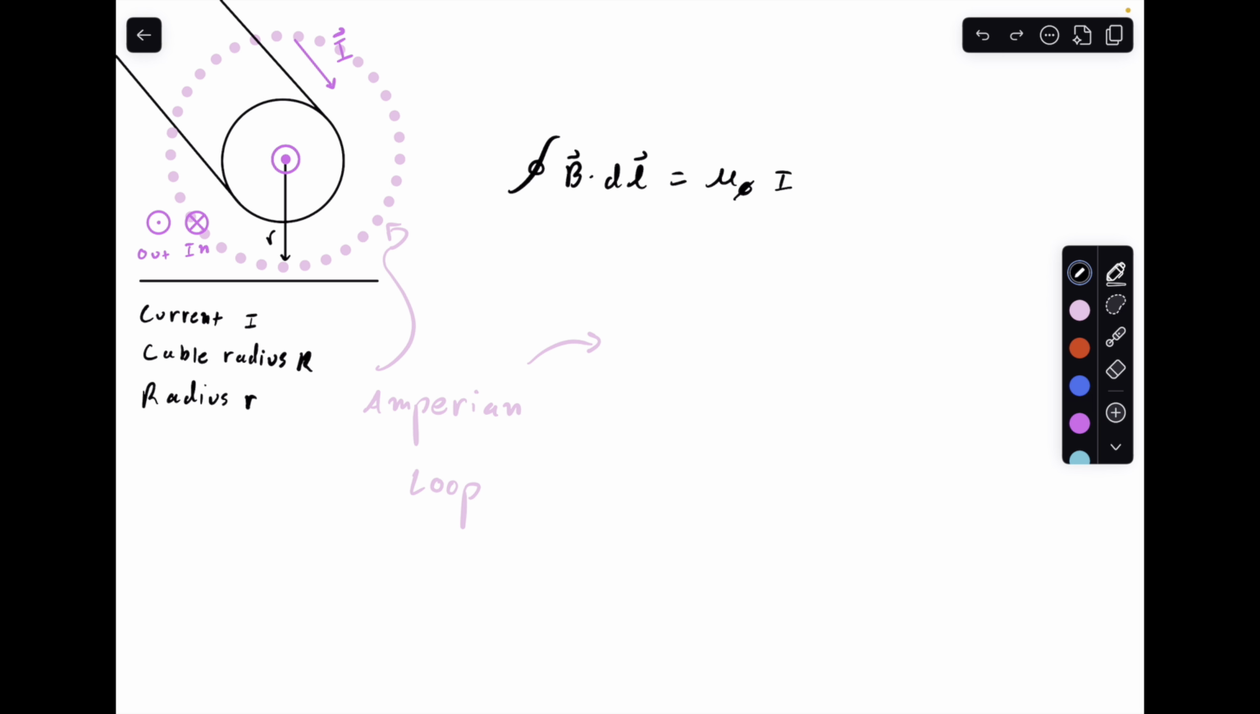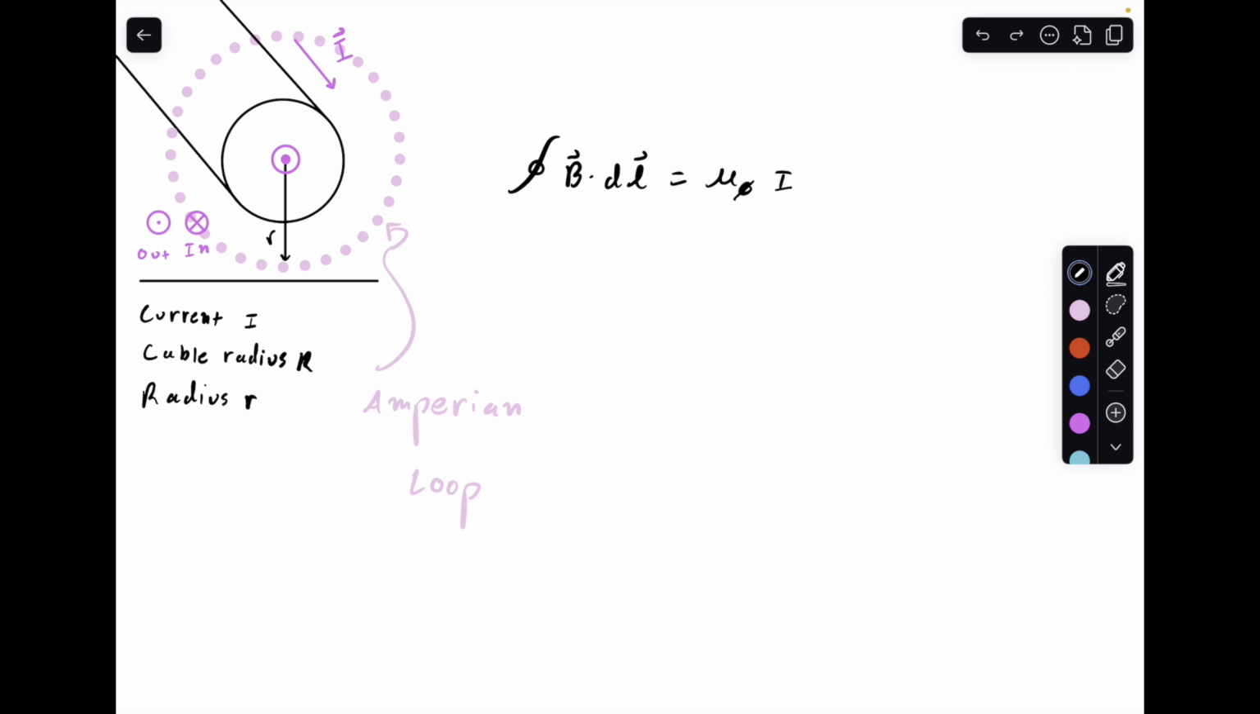The reason why we're picking our Amperian loop in this instance to be a circle is because the magnetic field produced by current carrying wires is circular, right? That's a property of electromagnetism. You should know that. Hopefully your AP Physics C teachers told you, but if you haven't heard it, you've heard it now.